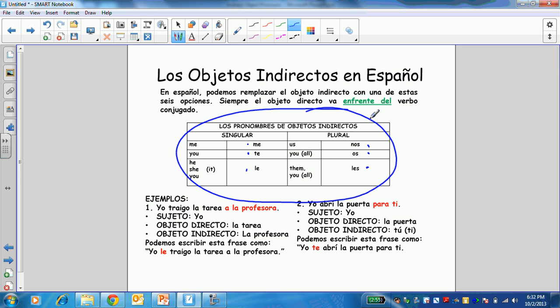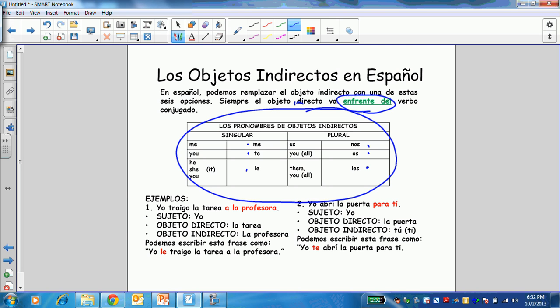Okay. El pronombre de objeto indirecto, this should say indirecto, siempre va en frente del verbo conjugado. Again, conjugated verb, the pronoun goes in front. So I have an example sentence. I have two examples down here.